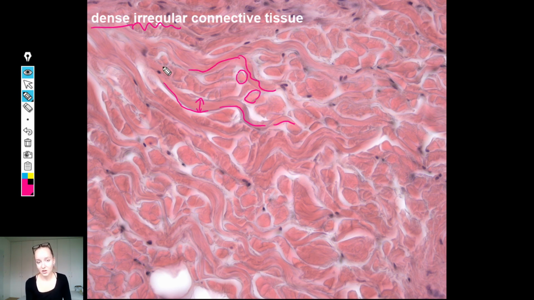It's not arranged at all. These fibers are going different ways. That's why it's irregular connective tissue. This connective tissue is typical for the dermis, for example, and also for the capsules surrounding organs. So, dense irregular connective tissue.